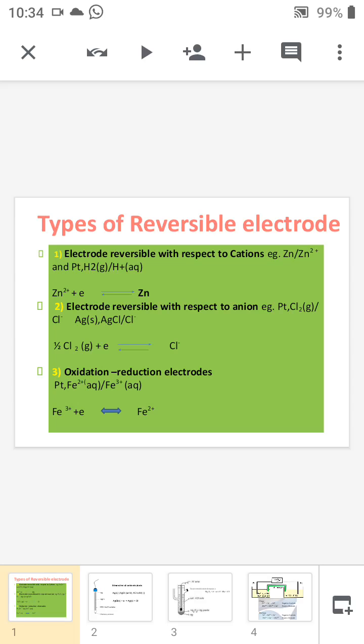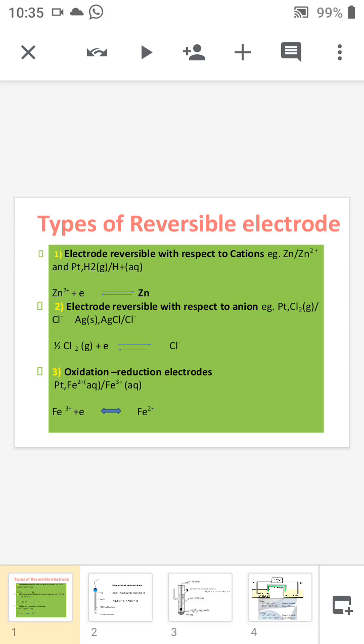Reversible electrodes can be classified into three different categories. First one is the electrode reversible with respect to cation. For example, a zinc rod dipped in zinc sulfate solution. Here it is represented as Zn/Zn2+, and it is a normal electrode, as we discussed in the galvanic cell, Daniel cell, etc.